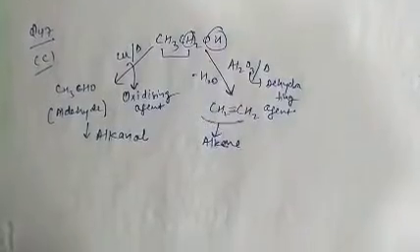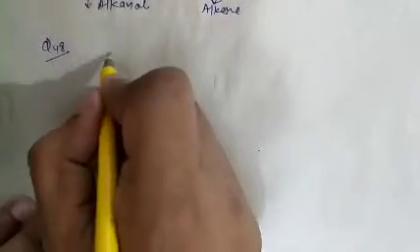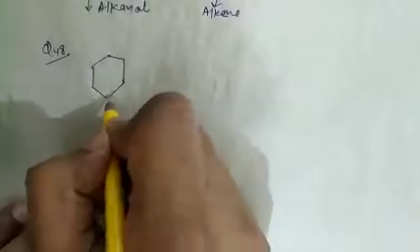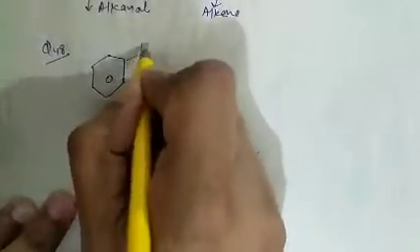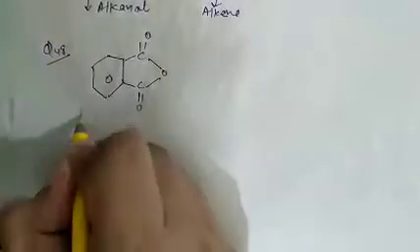See question number 48. Question number 48 is basically phenolphthalein is obtained by heating phthalic anhydride with concentrated H2SO4. As we know, phthalic anhydride is a phthalic acid derivative, so C double bond O. This is called phthalic anhydride.